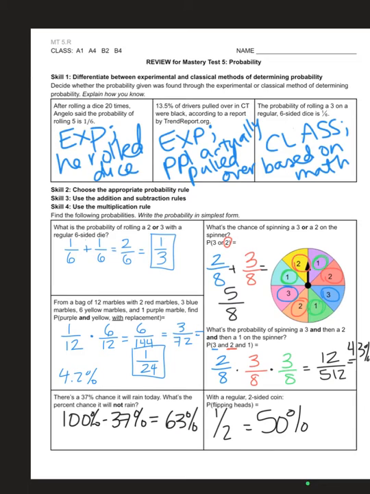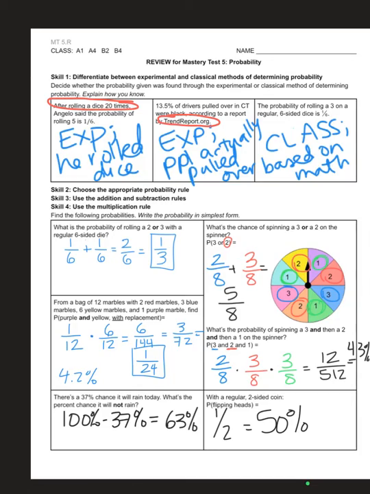So for skill 1, the first 2 are experimental. And the first one, you'll notice that it says Angelo actually rolled the dice 20 times. So it has to be experimental. And in the second one, this is based on actual data, meaning these people were actually pulled over. So it has to be experimental. The third one doesn't say anything about an experiment. It's just giving us the probability based on math, therefore it has to be classical.